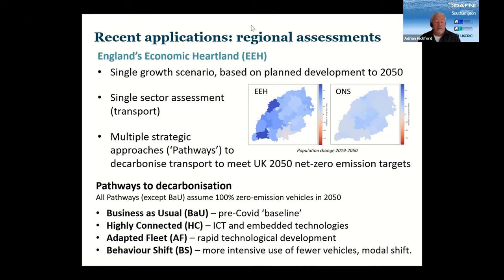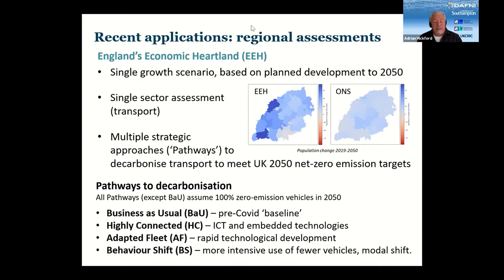And the transport model has a limited set of levers that we can change to generate these pathways. So, for instance, in the behaviour shift pathway, we introduced a road pricing measure in all of the major built-up areas in the region. That discourages road travel and acts as a proxy for behaviour change. For the adapted fleet pathway, we can change the rate at which electric and autonomous vehicles are introduced to the fleet so that it's more rapid than in other pathways. So pulling these different levers gives us different results for each of the pathways.